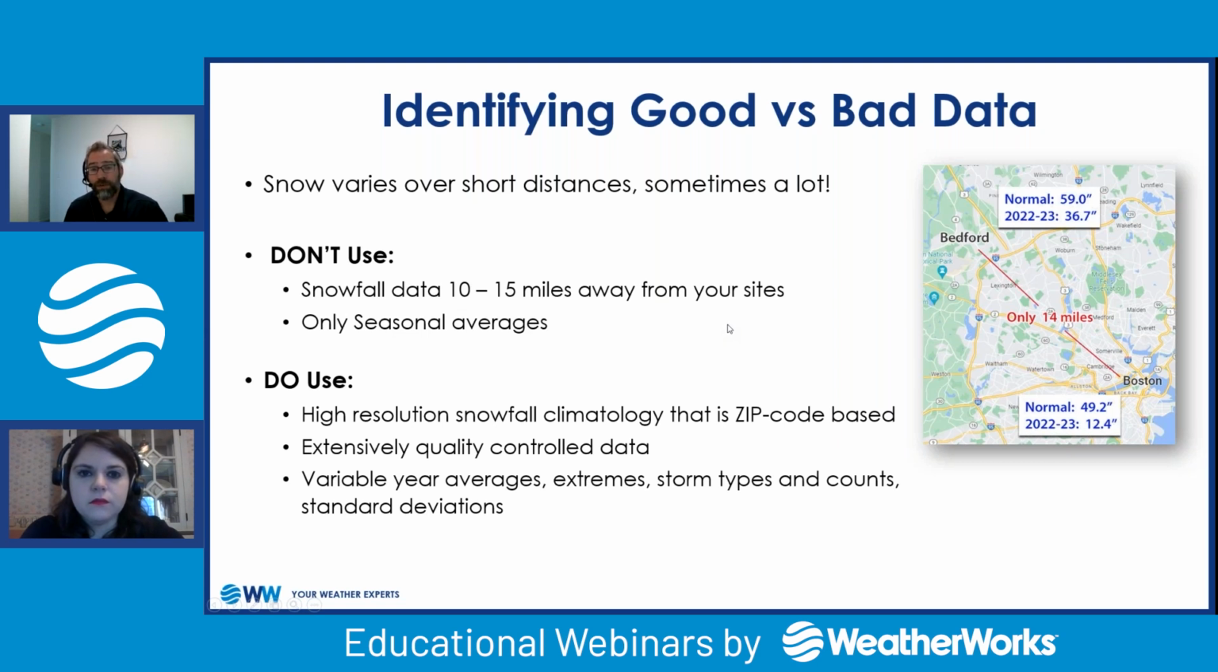Don't use data too far away from your sites, that's for sure. And don't only look at seasonal averages, because you could see by 22-23 that there was a big difference here based on storm events and variability. So what we recommend that we do use is some high resolution snowfall climatology that's zip code based.